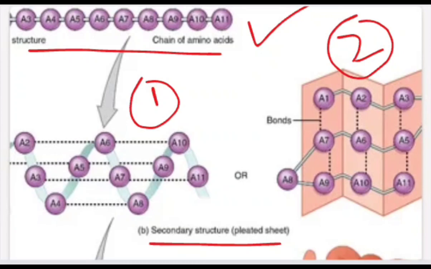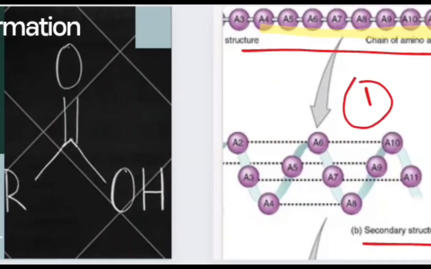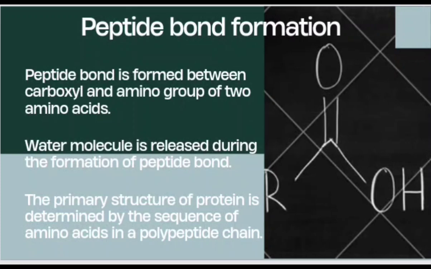Now, focusing on the primary structure of proteins, we know that the amino acids are bonded by the polypeptide bond. So, the peptide bond formation is between the carboxyl and amino group of the 2 amino acids. Water molecules are released during the formation of the polypeptide bond. As I told you, the peptide bond is always between the amino acid's carboxyl and amino group.